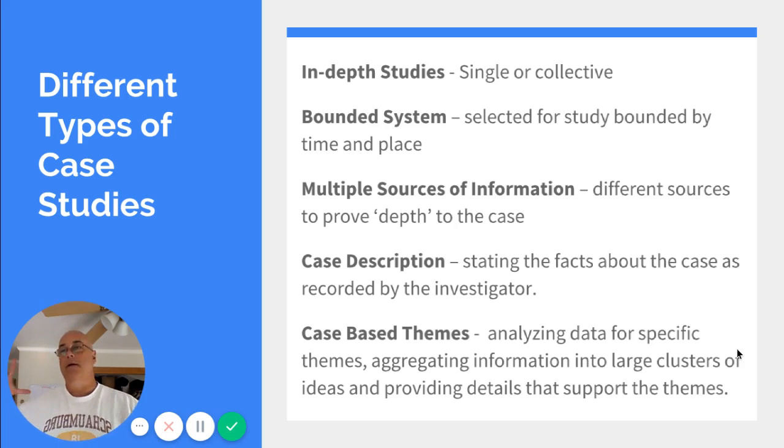A bounded system is defined by a specific time and place. Multiple sources is exactly what we're talking about as far as a triangulation and really validating your understanding. You might be talking about different people, different sources of data. The case description is really the statement of the facts, and the themes are what the researcher is going to pull out of all of this information and try to find the common thread or the theme that is the ultimate conclusion of the case study process.